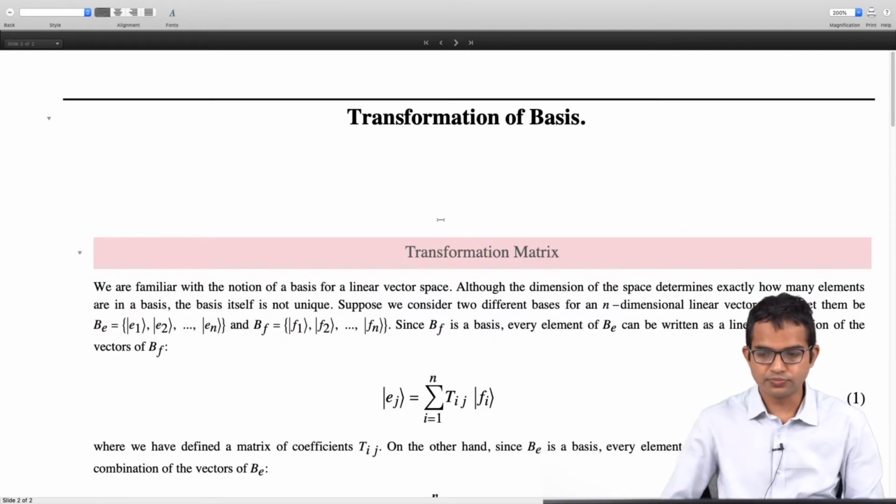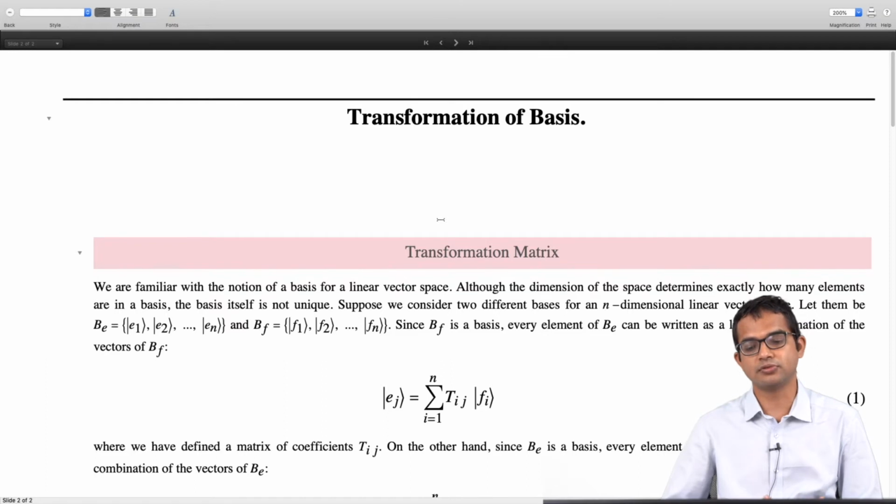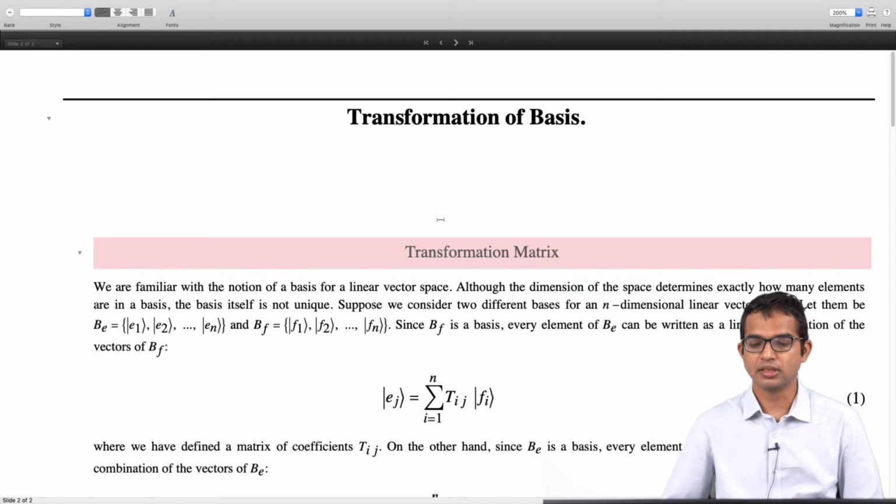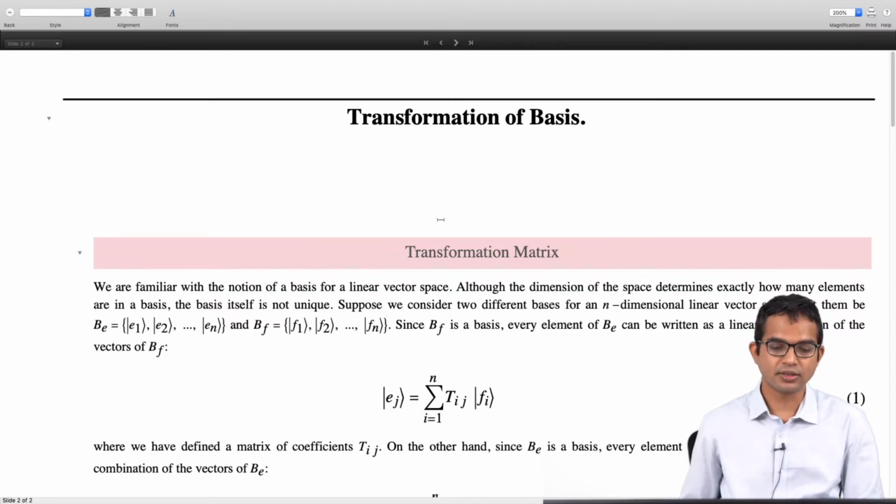Suppose you have a basis BE, and you have another basis BF. The first basis has the elements E1, E2 all the way up to En, and the second basis has the elements F1, F2 all the way up to Fn. Necessarily both of them have exactly the same number of elements, that's n, because the dimension of the vector space is n. So each of these bases will have n elements.